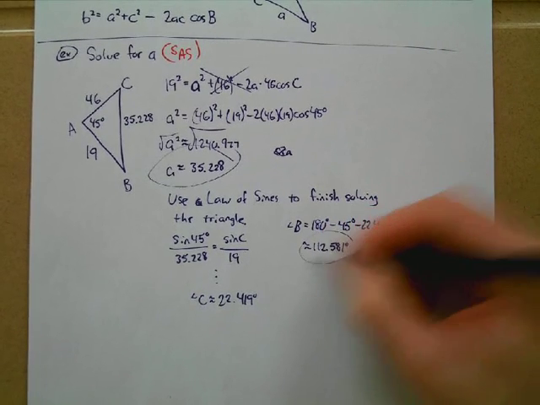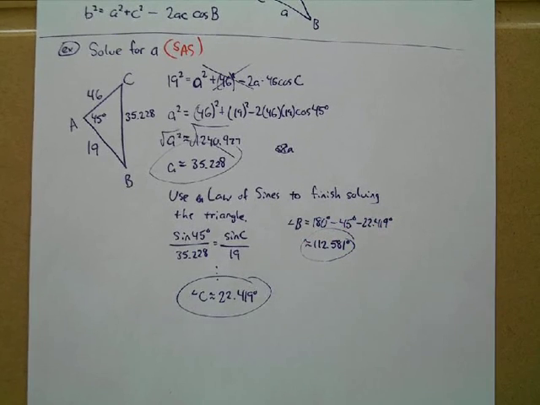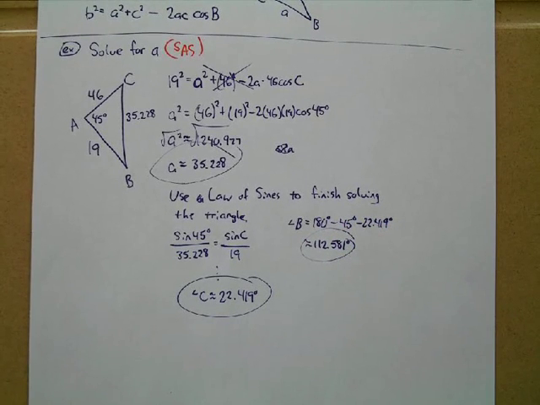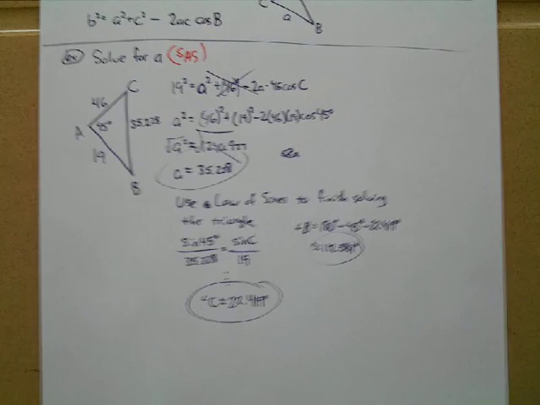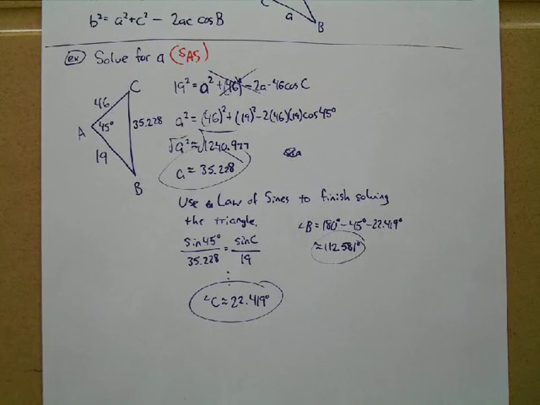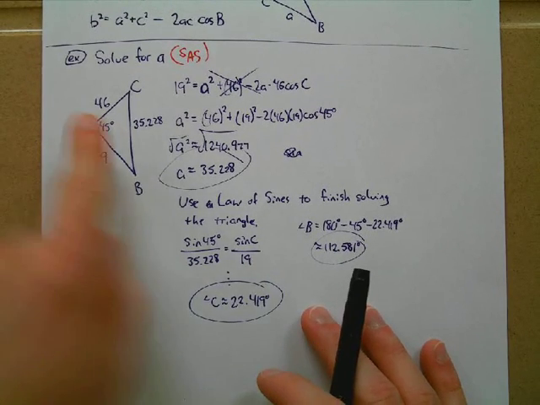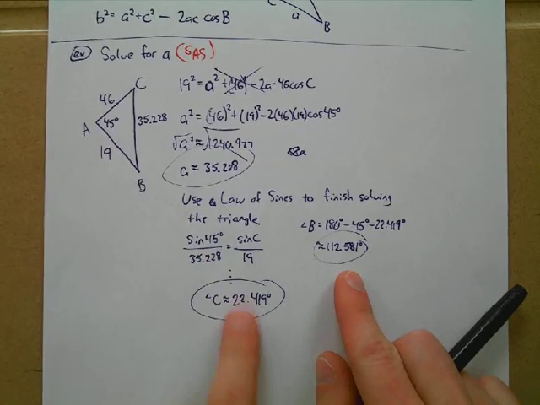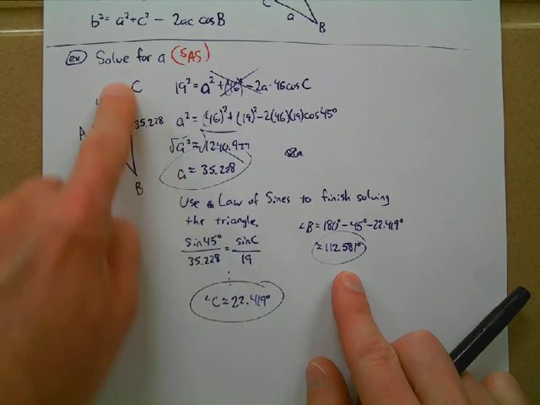Okay, and you can see here again that these answers make sense in the inequality sense. What I mean is, between our three angles here, C is the smallest, right? And so opposite that is the smallest side. 19 is the smallest side, right? Smallest angle is C, smallest side is also C.